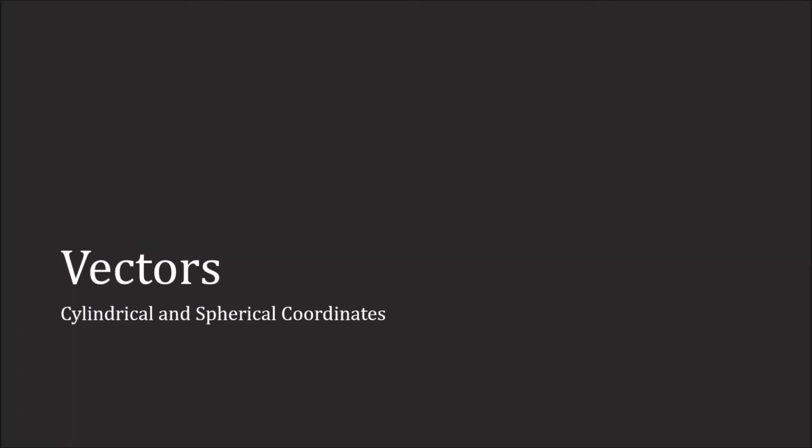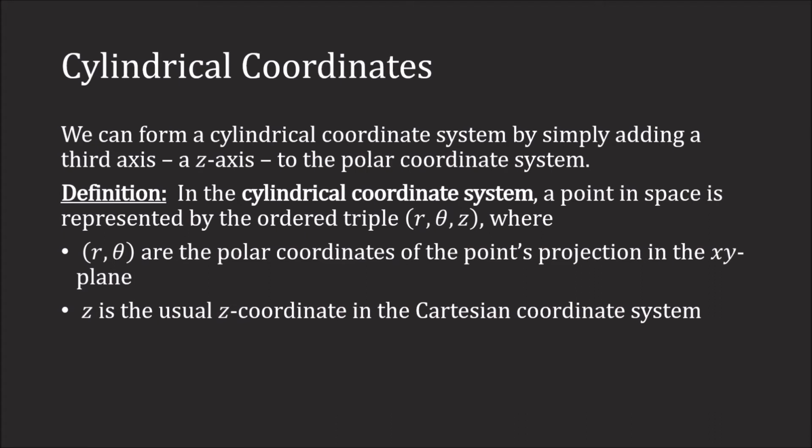We can conclude our study of vectors and the three-dimensional coordinate system by looking at cylindrical and spherical coordinates. So we can form a cylindrical coordinate system by simply adding a third axis, a z-axis, to the polar coordinate system. So in the cylindrical coordinate system, a point in space is represented by the ordered triple r, theta, z, where r, theta are the polar coordinates of the point's projection in the xy plane, and z is the usual z coordinate in the Cartesian coordinate system.